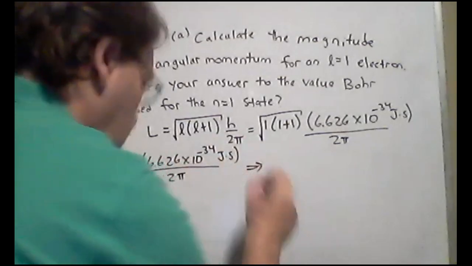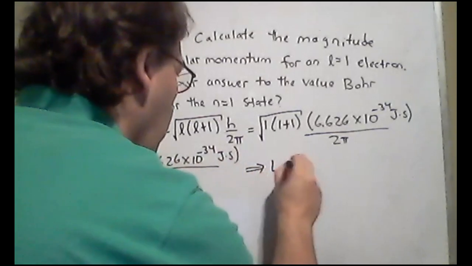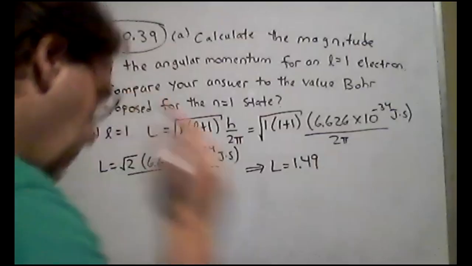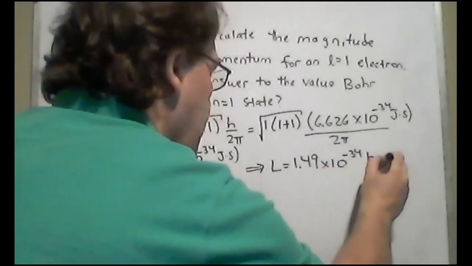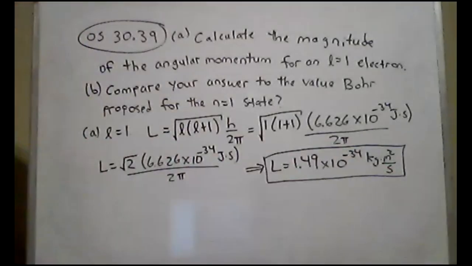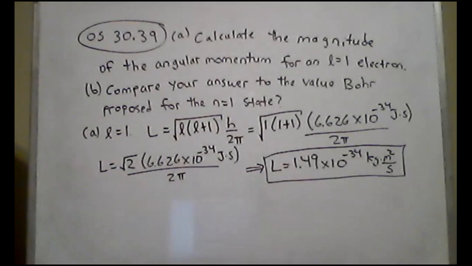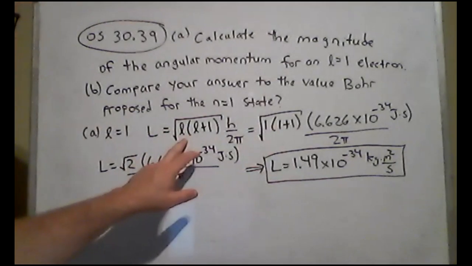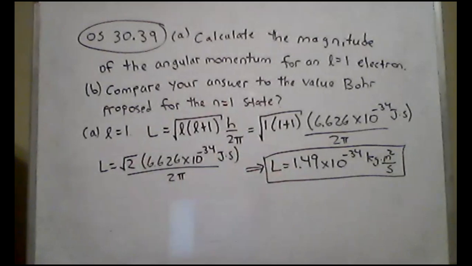And this works out to be 1.49 times 10 to the negative 34 kilograms meters squared per second. That is an honest to goodness calculated value that you get from these quantum numbers. That is an angular momentum that you would measure for an electron, like we would calculate any other angular momentum. You're getting this from this particular formula. If you know the quantum number L, the orbital angular momentum quantum number, you put it in the square root formula, multiply by Planck's constant divided by 2 pi, and you get a value in kilograms meters squared per second.